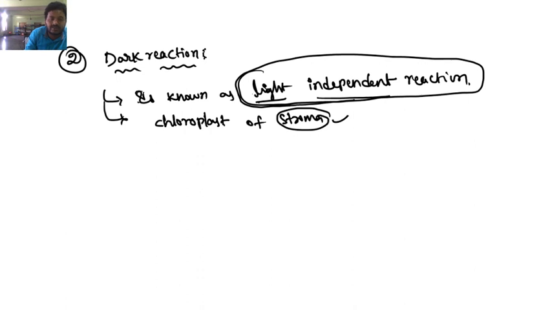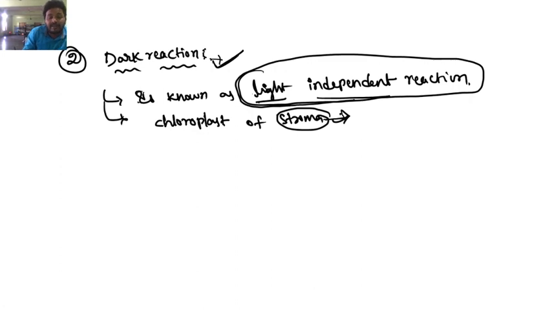In the dark reaction, light may be absent or present, so it is indirectly dependent on light. Those reactions are called dark reactions. Dark reactions are also known as light independent reactions. The dark reaction takes place in the stroma of the chloroplast. What is the importance of stroma?